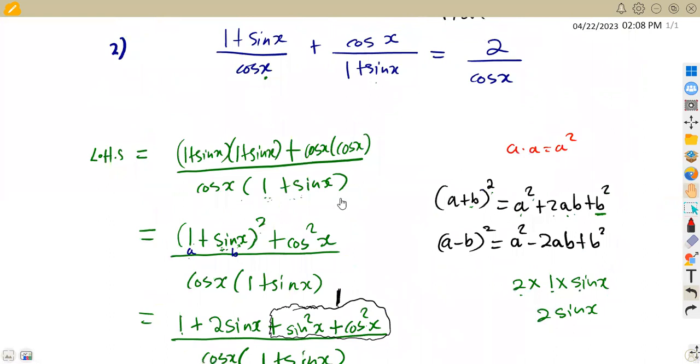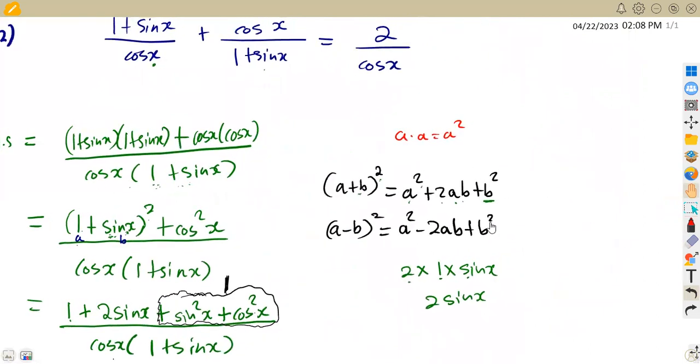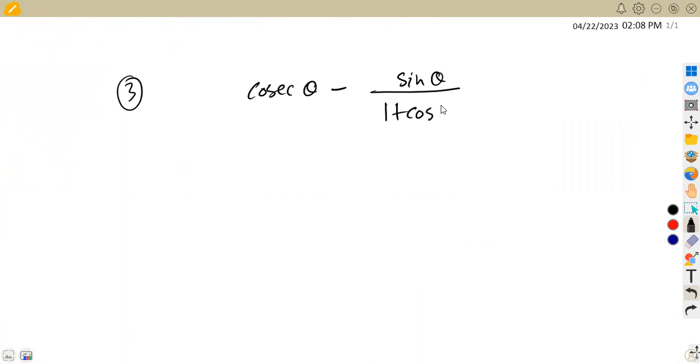Okay, let's check another question in this case that I'm having. Again, it is on proving identities. All right, so let's check this question. That will be our question 3 in this case. All right, we are given to prove the cosec of theta minus, in this case, the sine of theta, everything over 1 plus cos theta. And the question is to prove that this is equivalent to the cot of theta.